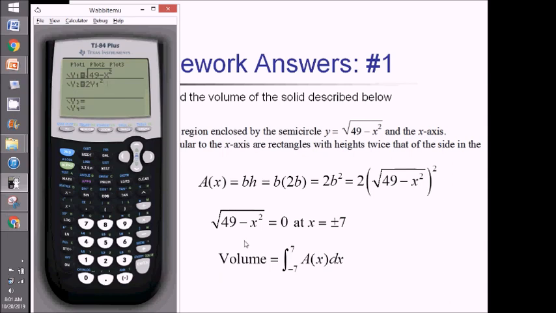To make this a little bit easier on myself, I'm going to put the square root of 49 minus x squared, all of that, in y1 in my y equals. And now I just have to do 2 times that squared, so 2 times y1 squared. Use alpha trace to call up y1. And now let me just do my integral. So math 9, we're going from negative 7 to 7. And alpha trace, I need y2 for this, because that's where I put the area formula. dx comes out to 914.667.